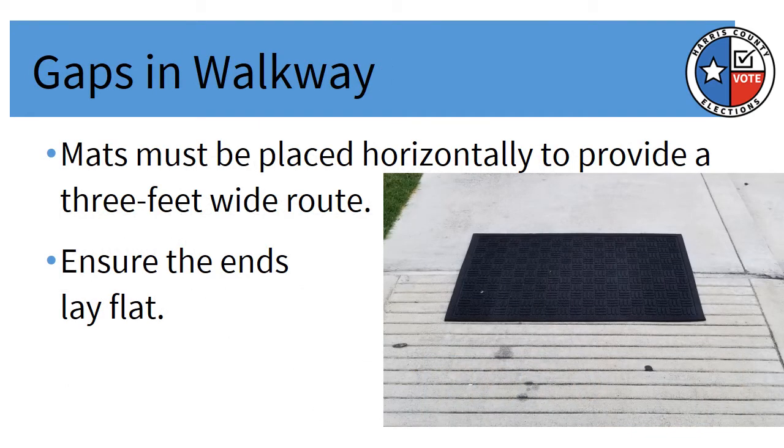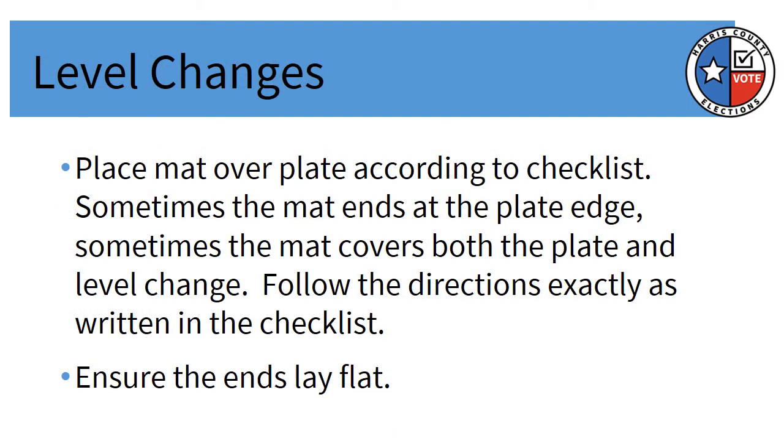Since the mats are 3 feet wide, they are to be placed horizontally along the problem areas to ensure a 3-foot wide accessible route. Ensure the mat edges lay flat. If the edges are curled, it can create a tripping hazard. At level changes, such as a curb or step, you may be directed to place plates against the level change. Place the mat over the plate according to the checklist. Sometimes the mat ends at the plate edge. Sometimes the mat covers both the plate and the level change. Follow the directions exactly as written in the checklist. Again, ensure that the ends lie flat.